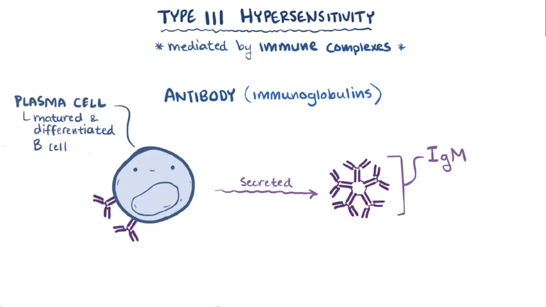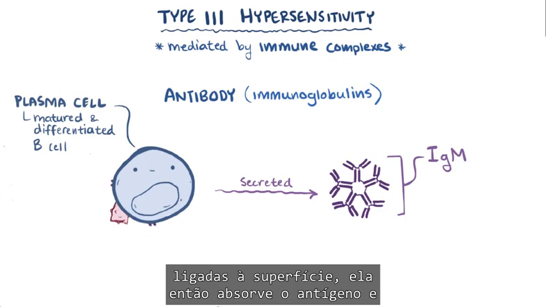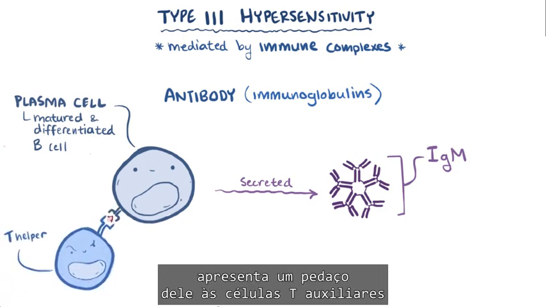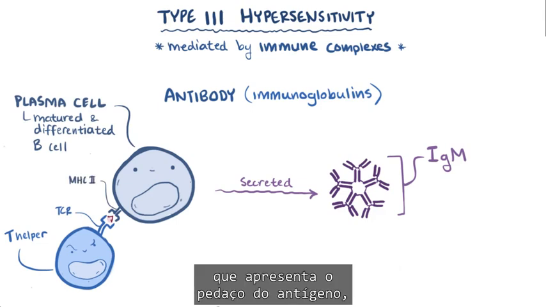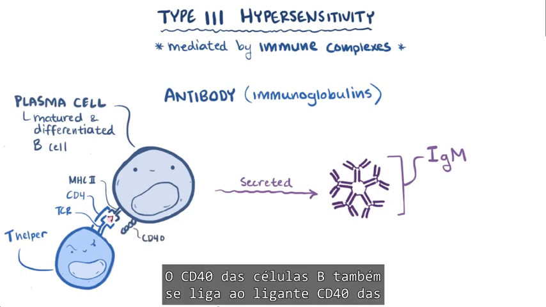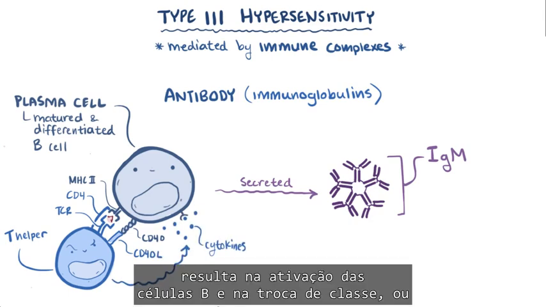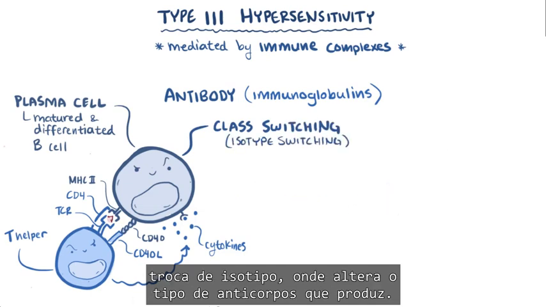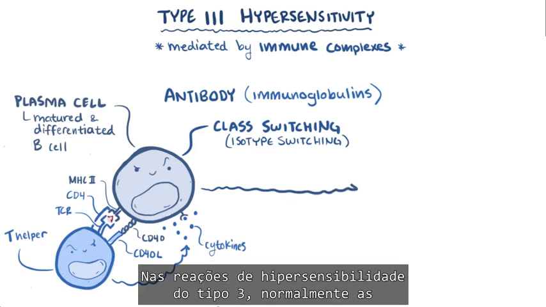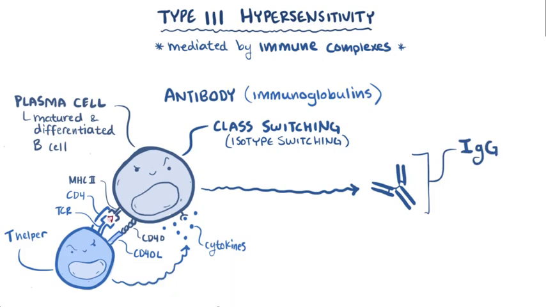a B cell receptor. When a B cell undergoes cross-linking of 2 surface-bound IgMs, it then takes up the antigen and presents a piece of it to T helper cells via T cell receptor to the MHC class II molecule presenting the piece of the antigen, along with co-stimulatory molecule CD4. The B cell CD40 also binds to the T cell CD40 ligand, and then the T cell releases cytokines, which result in B cell activation and class switching, or isotype switching, where it changes the type of antibodies it makes. In type 3 hypersensitivity reactions, typically B cells switch from making IgM to making IgG antibodies.